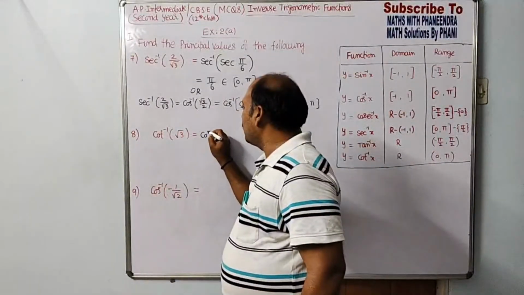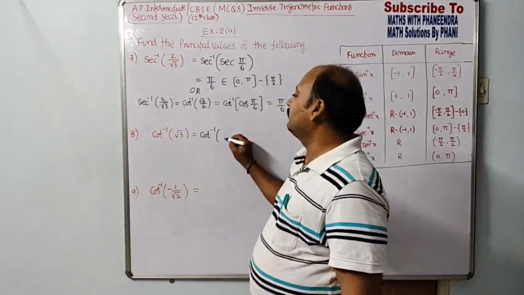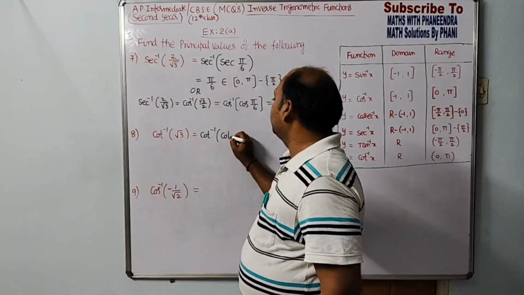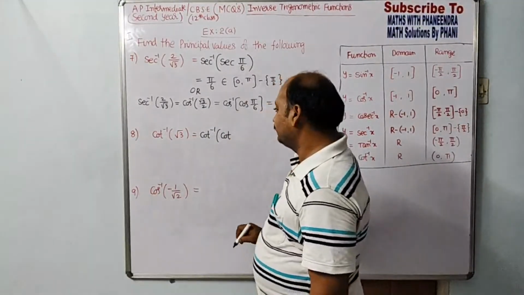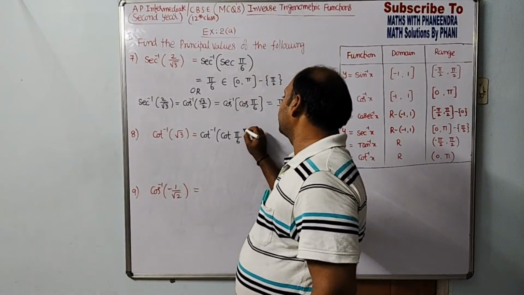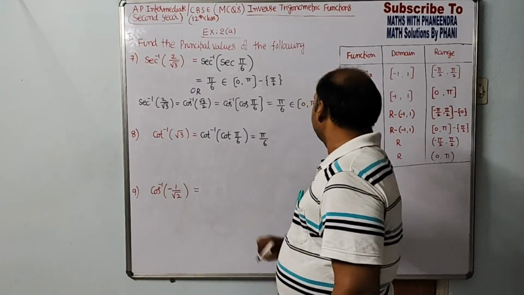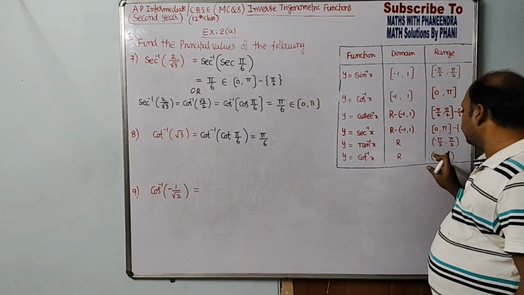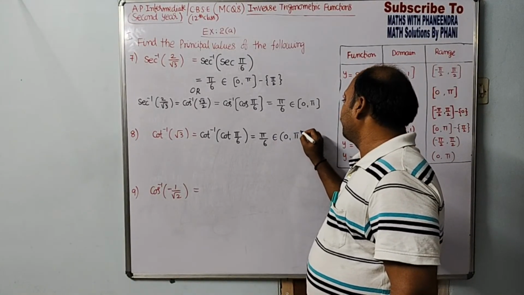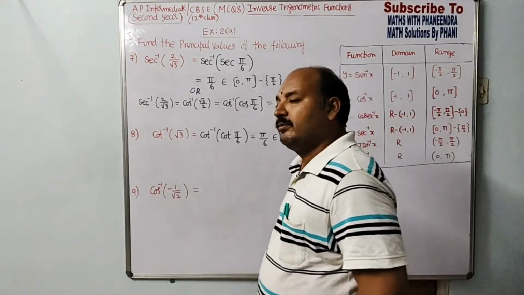Next, cot inverse of root 3. In terms of cot, for what value does it come? 30 degrees, which means pi by 6. So cot inverse of cot pi by 6 is pi by 6. This belongs to the open interval 0 comma pi, because the range of cot inverse x is the open interval 0 to pi.